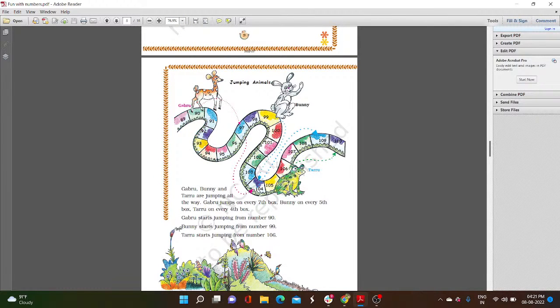Jumping animals. Gabru and Bunny. Gabru, Bunny and Taru are jumping all the way. Gabru jumps on every 7th box, Bunny on every 5th box, Taru on every 4th box. Gabru starts jumping from row 90, Bunny starts jumping from row 99, Taru starts jumping from number 106. So they all are jumping from different numbers on this number line sort of thing over here.